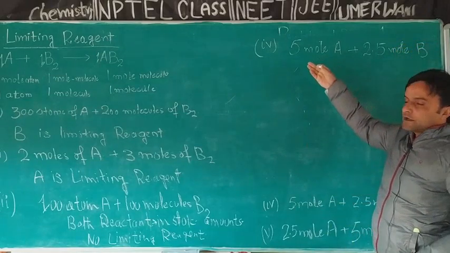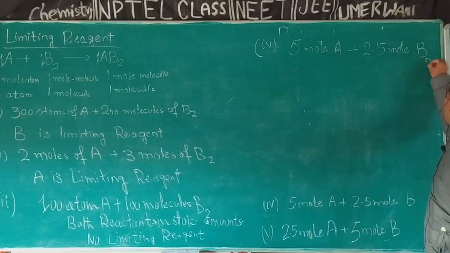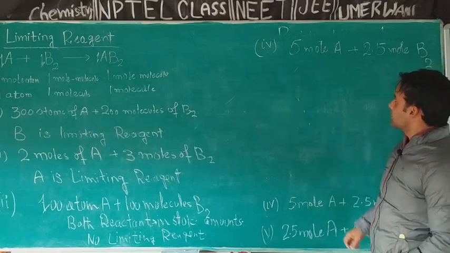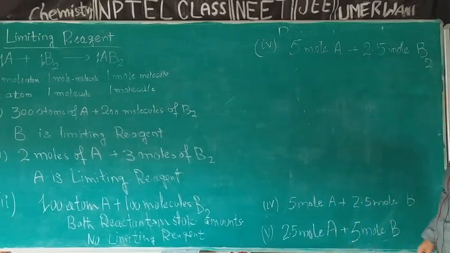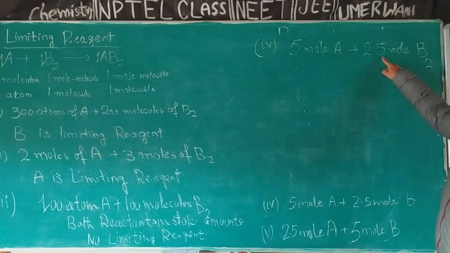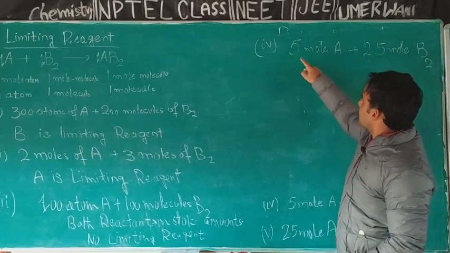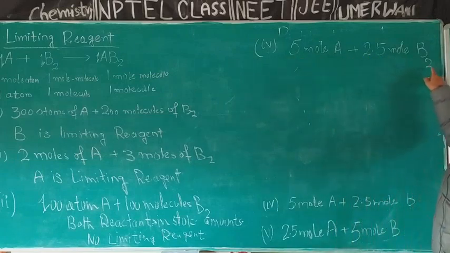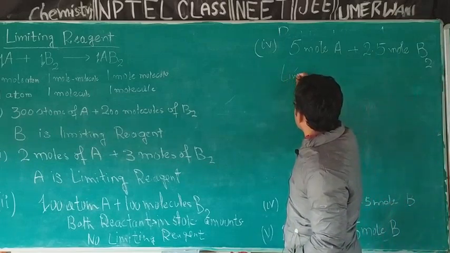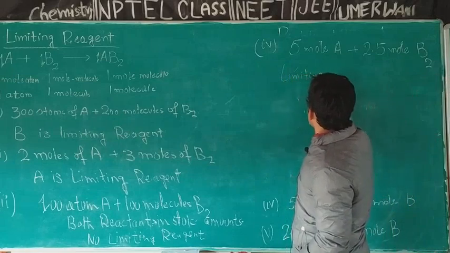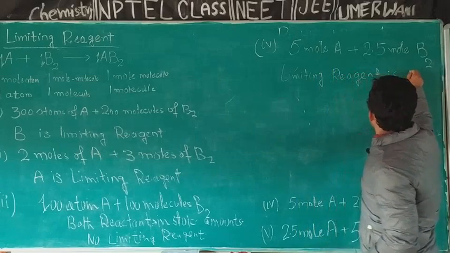The desired ratio between moles of A and B2 is 1:1. It means for 5 moles of A we should have 5 moles of B2, but the number of moles of B2 is only 2.5, less than 5. Therefore, in this mixture A is the excess reactant and B2 is the limiting reactant, and we need to identify the limiting reactant. So I will write: limiting reagent or limiting reactant is B2.